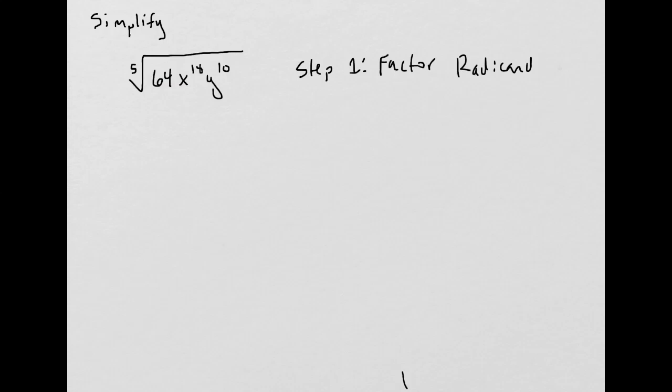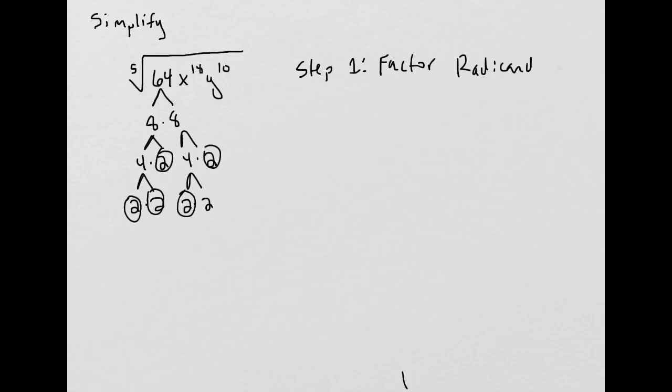So 64, well, one way to break it down is 8 times 8. And then 8 I can break down as 4 times 2. Same thing with this 8, 4 times 2. Can't break those 2's down further, but 4 I can break down to 2 times 2. Same thing with that 4. Can't break those 2's down any further than that.